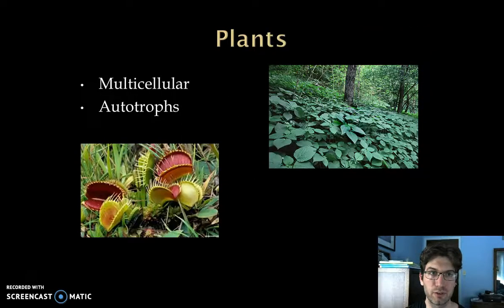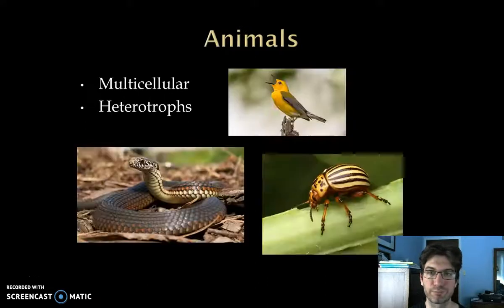Plants. Plants are multicellular and autotrophic. You probably know most of those. There are plants that might seem to be heterotrophic, but they are also autotrophic, so we put them in here. That's why the Venus flytrap is listed there. But it gets the majority of its nutrients from the sun and leaf-producing photosynthesis.